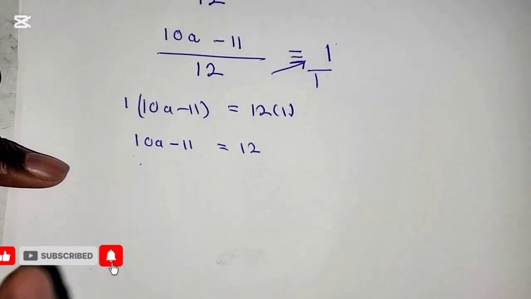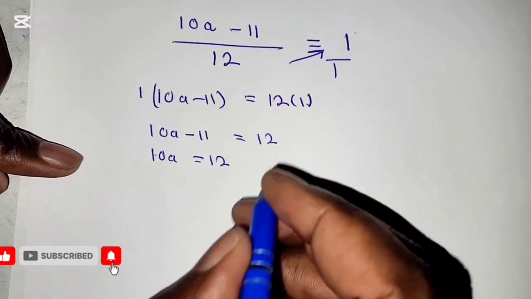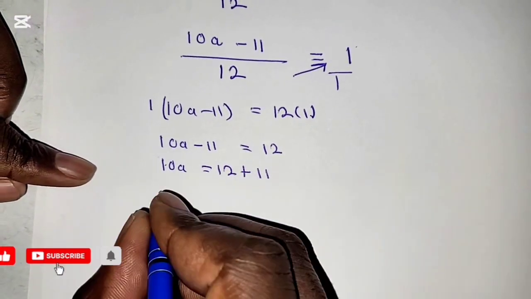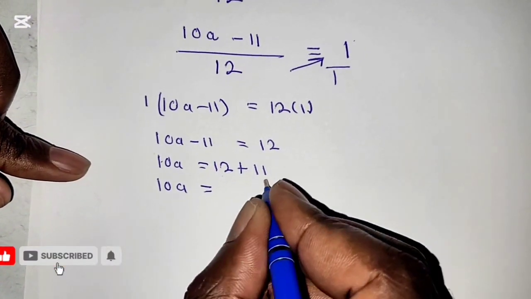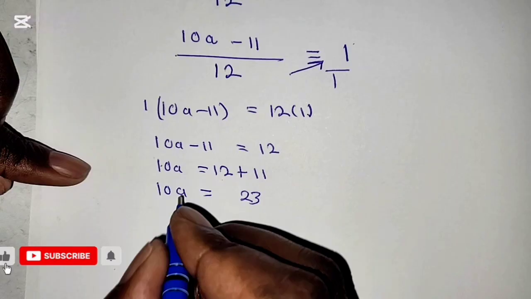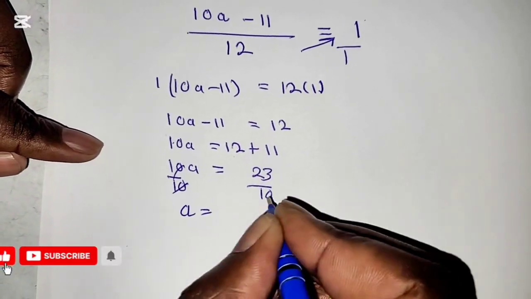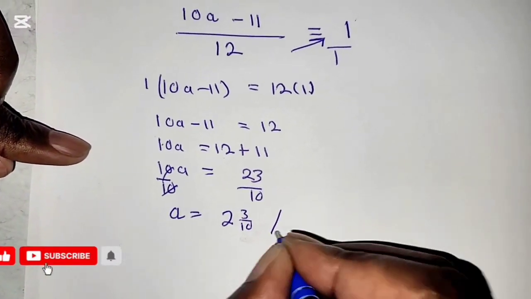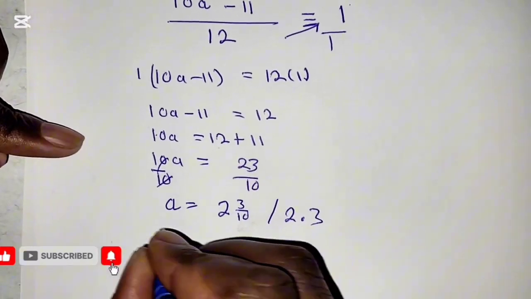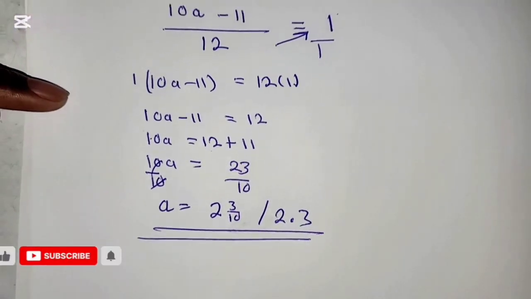So we are now grouping our like terms. 10a is equals to 12 plus 11, that's 23. So let's divide by 10 and by 10. So a is equals 23 over 10, or is 2, 3 over 10. That's the value of a. Okay, let's go to part B of the question.